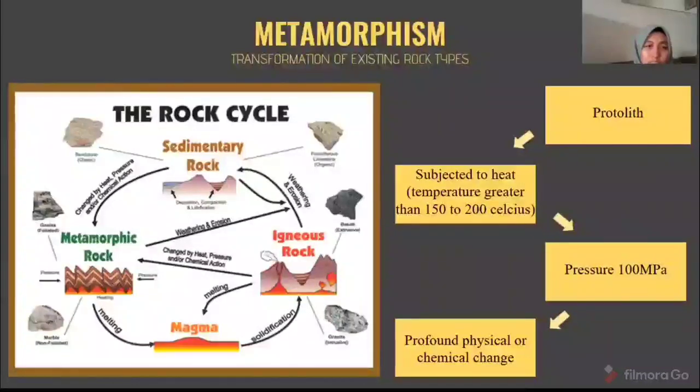So it starts when the protolith rock, which is the original rock, can be either igneous or sedimentary or another metamorphic rock, which means an existing metamorphic rock can be processed again to make another metamorphic rock. So the process is when the protolith rock is subjected to very high temperature, which is greater than 150 to 200 degrees Celsius, together with pressure of 100 megapascal. It will cause profound physical or chemical change of the rock.